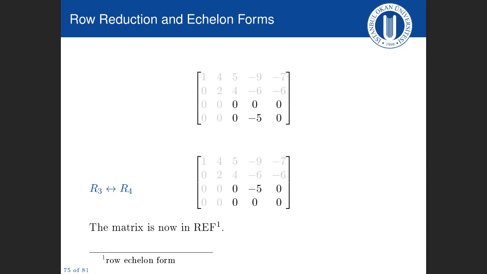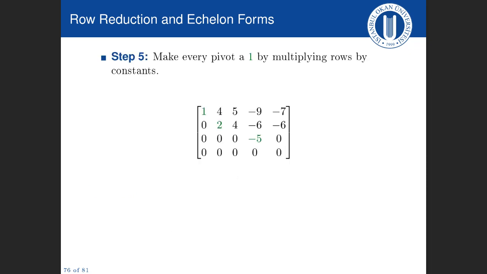Now it's time to move to step 5. We've got to this point. Now we're going to reuse row 1, column 1, row 2, column 2, etc. We're using all the numbers again. We want to make every pivot a number 1 by multiplying rows by constants.